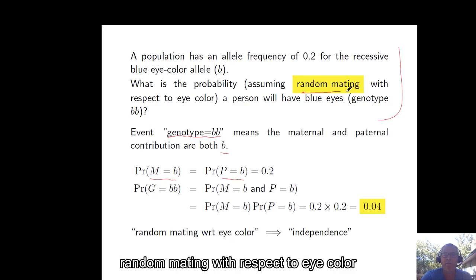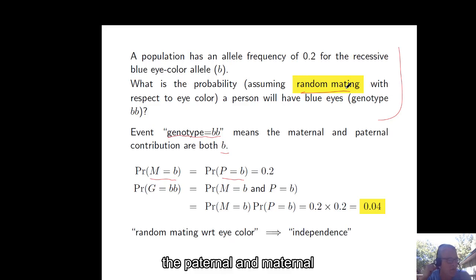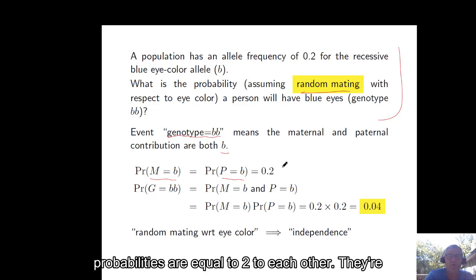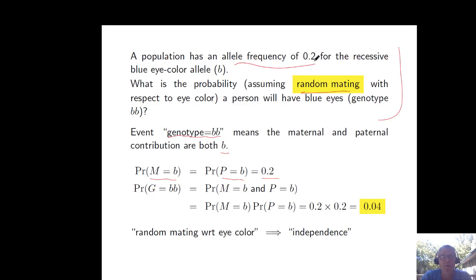The fact that it's random mating with respect to eye color means you're sort of forced to assume that the paternal and maternal contributions are reaching into the same gene pool. So these probabilities are equal to each other. They're both 0.2, which is the allele frequency in the population, right?